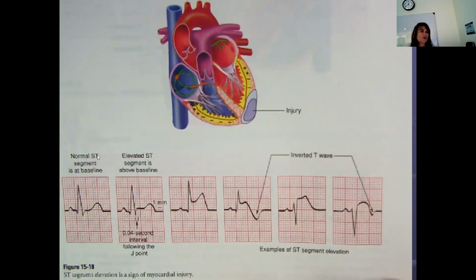Right, first it shows normal ST segment at baseline, and this is just showing you your elevated ST segment. So just being elevated by 1 millimeter from baseline is enough to show ST segment elevation. This one's really elevated. What is that, like 3 boxes, 3 millimeters? Here you see inverted T waves. So an inverted T wave indicates myocardial ischemia.